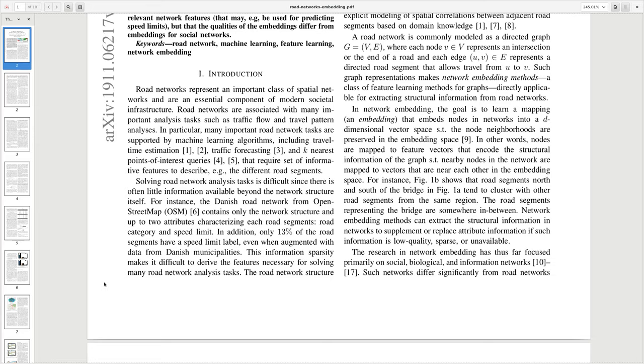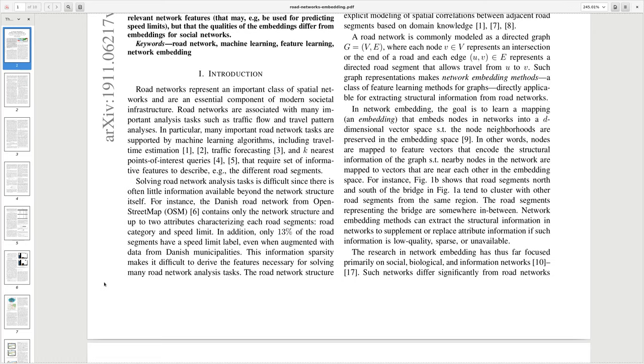Solving road network analysis tasks is difficult since there is often little information available beyond the network structure itself. For instance, the Danish road network in OpenStreetMap contains the network structure and up to two attributes characterizing the road segments: road category and speed limit. In addition, only 13% of the road segments have a speed limit label, even augmented with data from municipalities. This information sparsity makes it difficult to derive features necessary for solving many road analysis tasks.